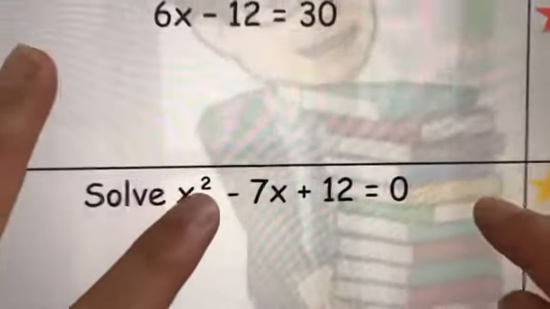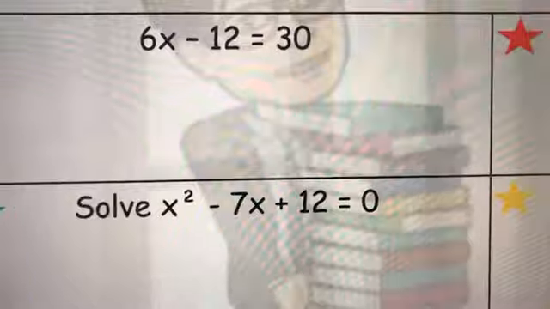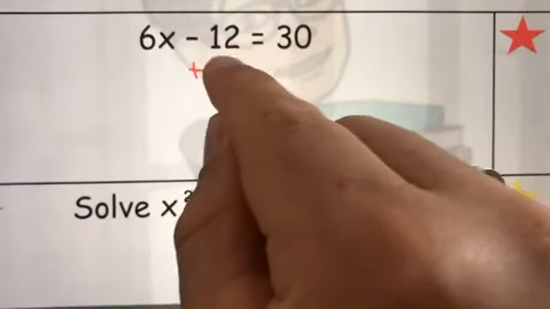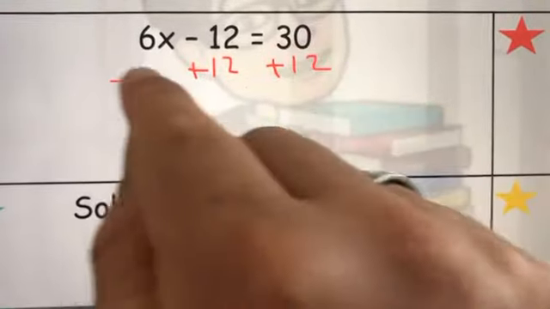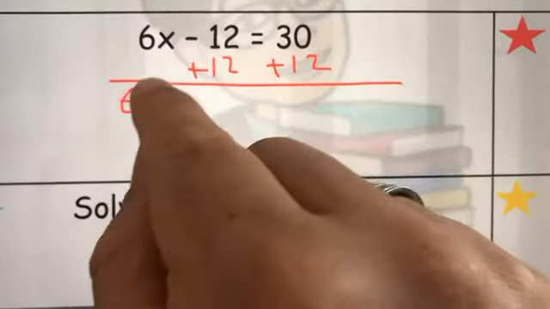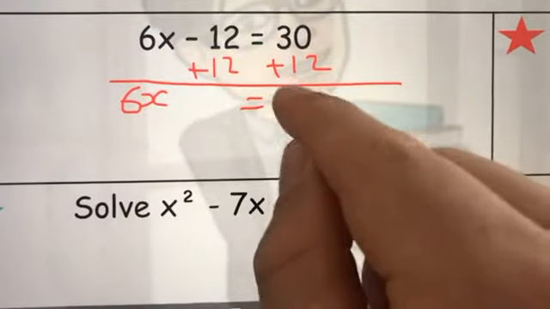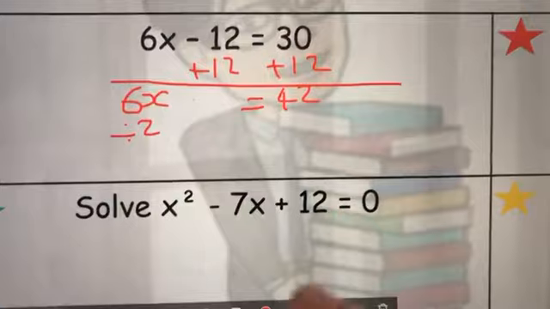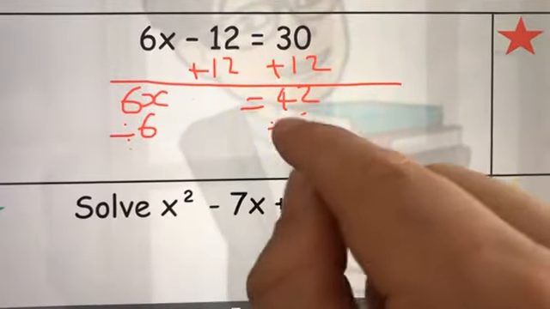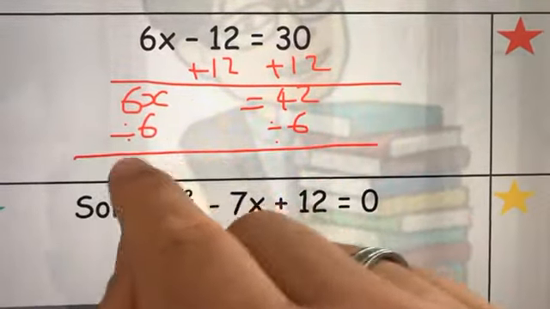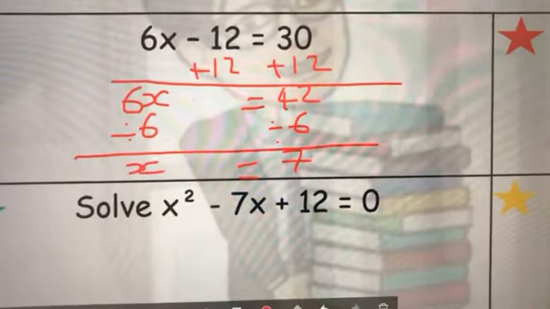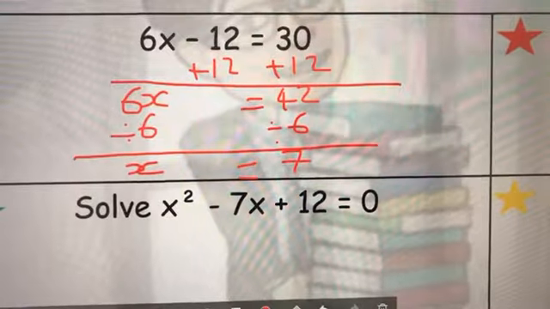Right then guys, very quickly I'm just going to go through each of these. First one's first, I've got 6x take away 12, solving equations for 2 points. I'm going to get rid of that minus 12, so I'm going to add 12 to both sides. 6x moves straight down. Minus 12 plus 12 is nothing. 30 plus 12 is 42. Then I'm going to divide by 6, to get rid of that 6x, turn it into just an x. x equals 42 divided by 6 gives you just a positive 7. 2 points.